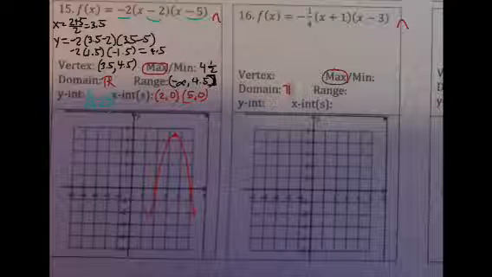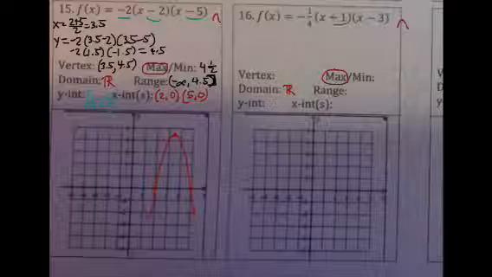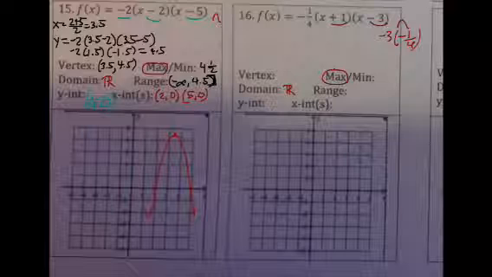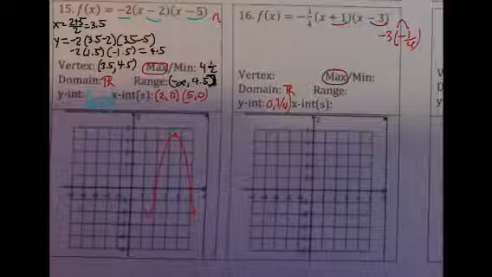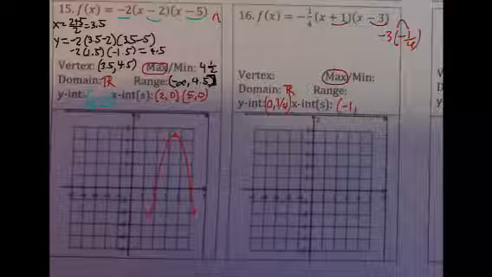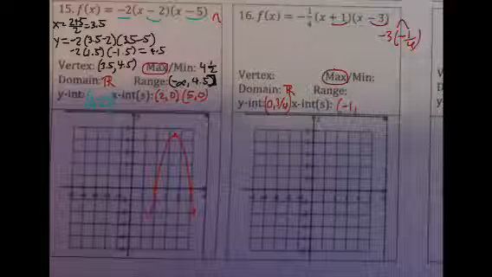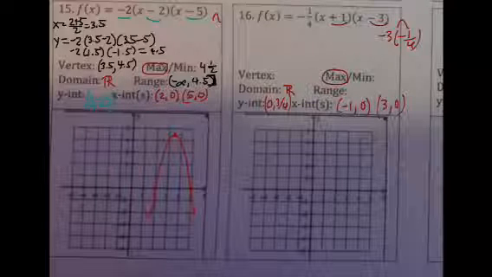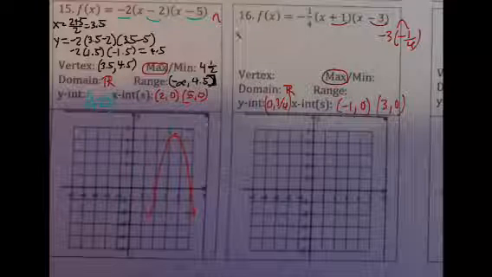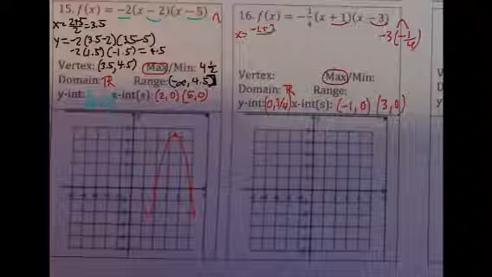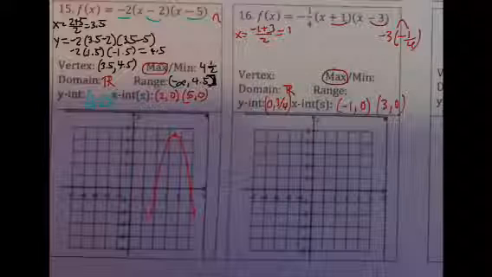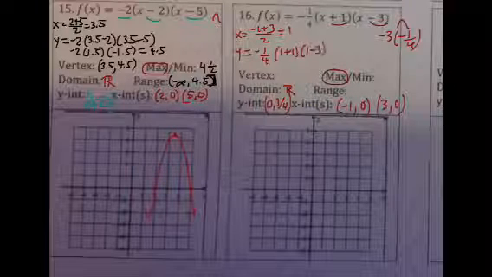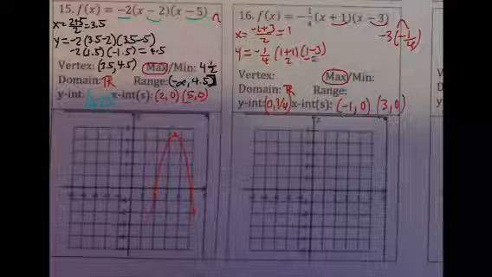Number 16, we have another concave down, so that's going to give us a maximum value. The domain is all reals, and the y-intercept is positive 1 times negative 3 is negative 3, and negative 3 times negative 1/4 is going to be positive 3/4. So 0, 3/4. The x-intercepts are negative 1, 0 and 3, 0. Vertex, halfway between them, so x equals negative 1 plus 3 divided by 2. That's 2 over 2, which is 1. And then for the y, we put in negative 1/4 times 1 plus 1 times 1 minus 3. That gives us 2 and negative 2, so that's going to be negative 4.